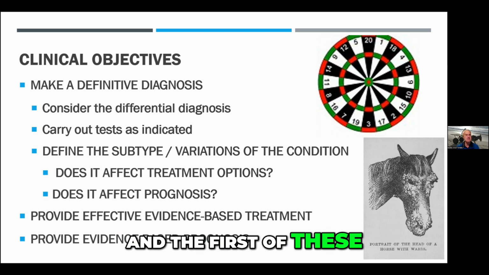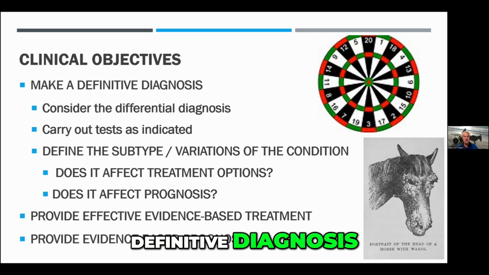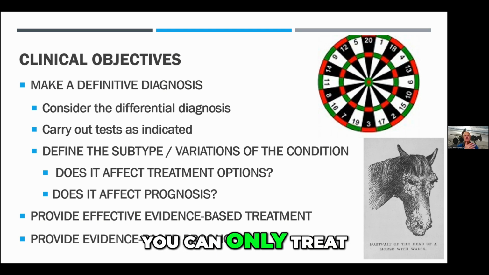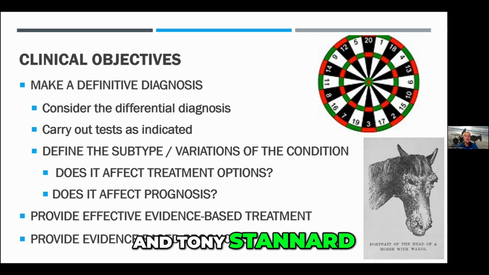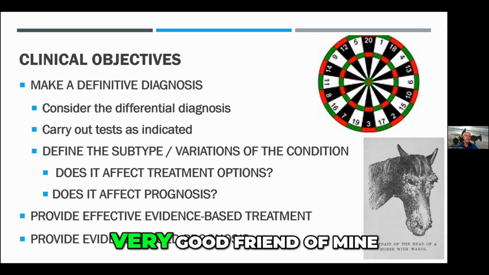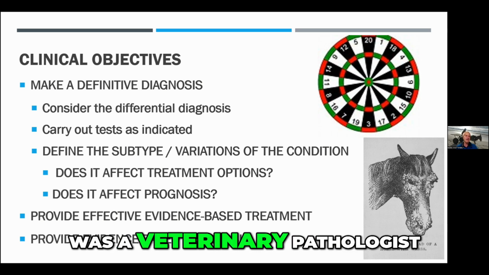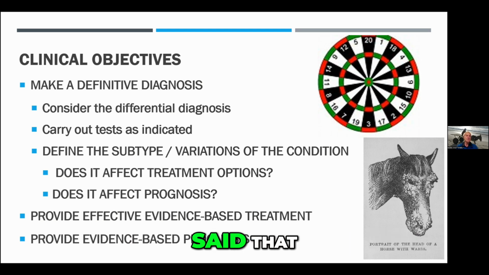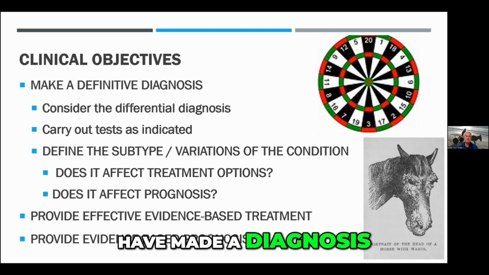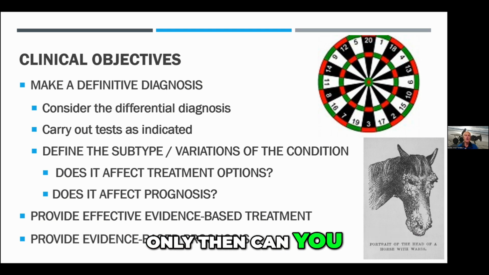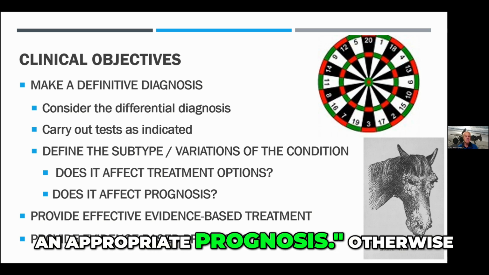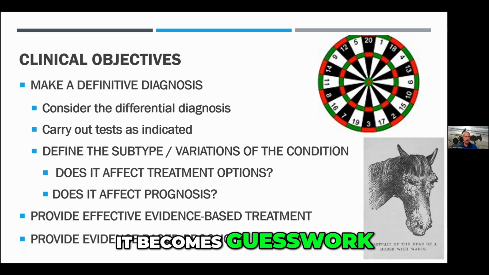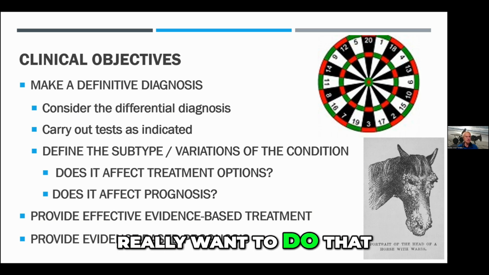And the first of these, of course, is to make a definitive diagnosis. You can only treat disease when you have a diagnosis. And Tony Stannard, a very well-known and very good friend of mine, was a veterinary pathologist, said that once you have made a diagnosis, only then can you offer appropriate treatment and an appropriate prognosis. Otherwise, it becomes guesswork, and we do not really want to do that.